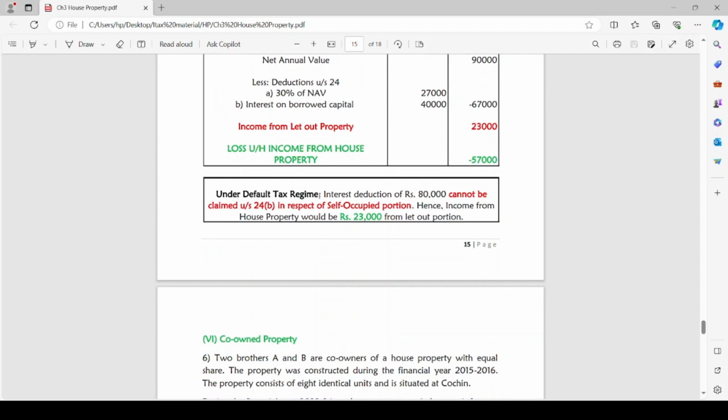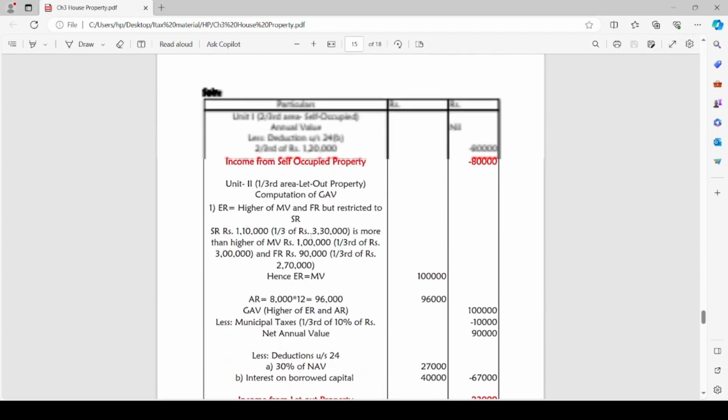Under the default tax regime, interest deduction of rupees 80,000 cannot be claimed under section 24B in respect of the self-occupied portion. In the same calculation, if we consider Mr. Prem is paying the tax under the default tax regime.